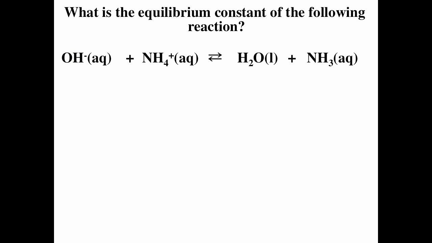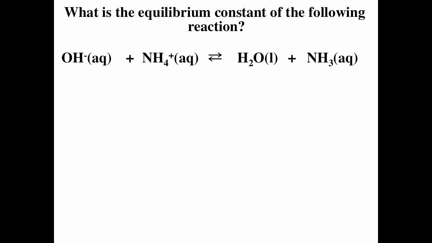Here's another one. What is the equilibrium constant for this reaction? And so again, for acid-base chemistry, often we're looking for hydrogen ions, hydronium ions, or hydroxide ions. And so we see the hydroxide ion is written as a reactant. And so that should make us think about, okay, it's probably going to be a 1 over Kb.